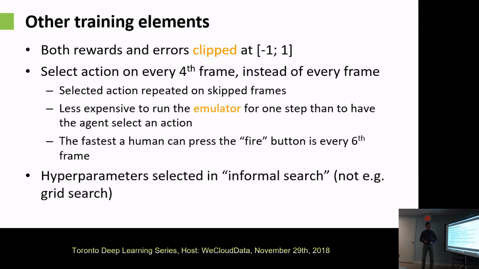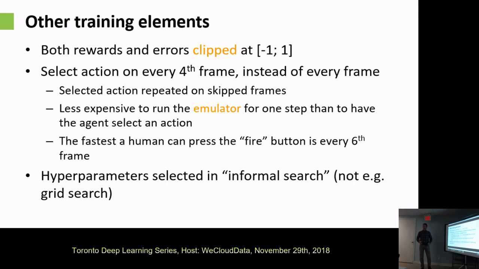They also select an action every 4th frame instead of every single frame, and then they repeat that action. They send the same action that they chose in this 4th frame to the emulator for the 4 frames that they skipped. One of the rationales, I think, is that as a human, you can press the fire button on the joystick only every 6th frame. Another rationale that they give in the paper is that it's faster and cheaper to run the emulator for 1 step forward than to calculate the prediction through the network for 1 step. So that speeds up the training.